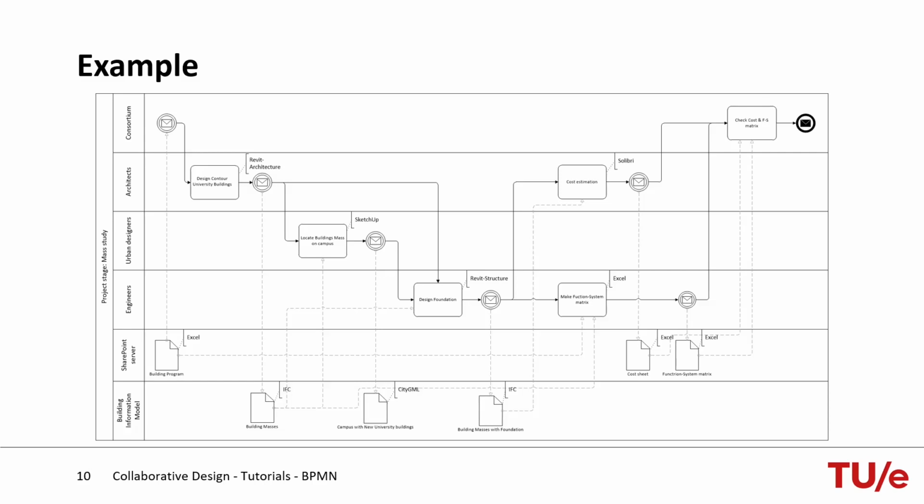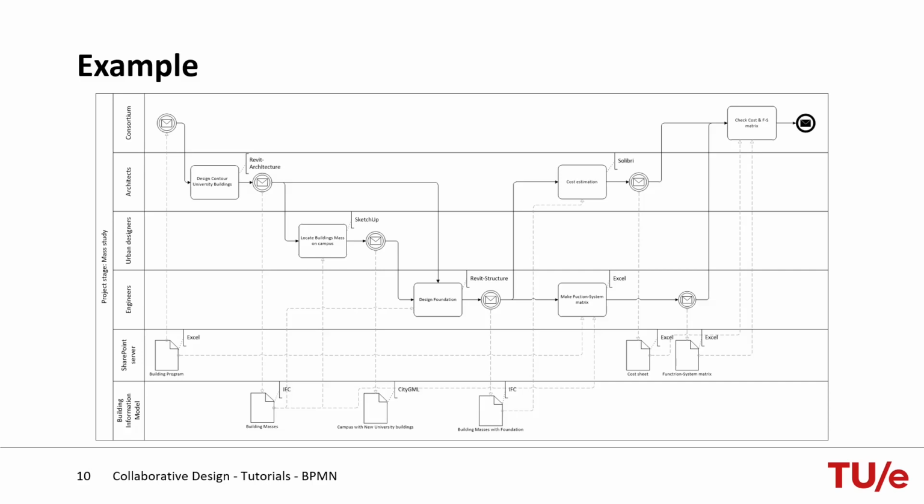Namely, the architect will do a cost estimation, while the engineers will make a function system matrix. For the cost estimation, Solibri is used as a tool, and for the function system matrix, Excel is used. As input for the cost estimation, the architects will use the building mass model. And for the function system matrix, the model is used in combination with a building program. As output for these two activities are a cost sheet and a function system matrix. These are uploaded to the SharePoint server.